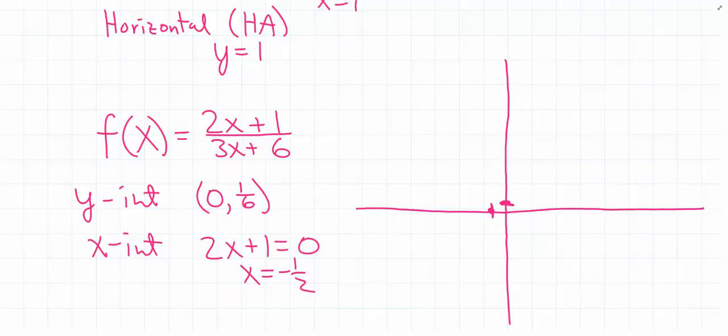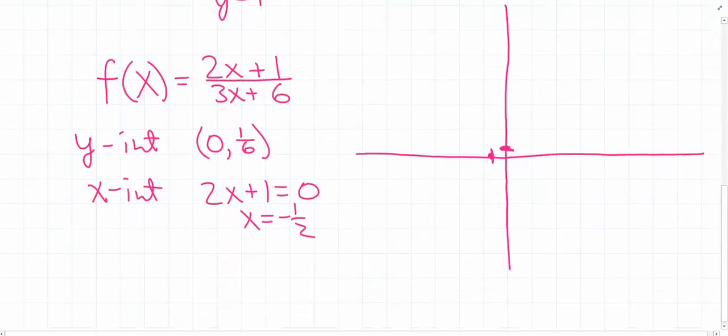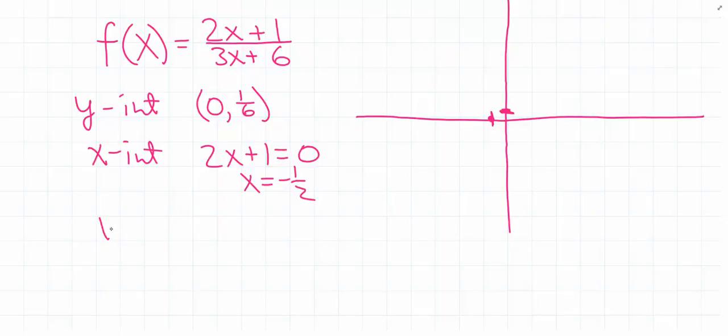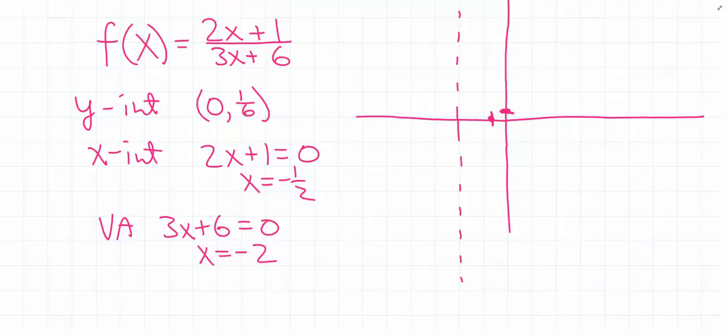Now I need the vertical asymptote. The vertical asymptote, the VA, is going to be 3x plus 6 equals 0, or x equals -2. Okay, so here is the vertical asymptote.